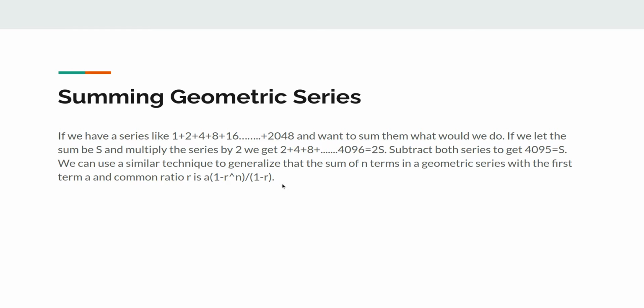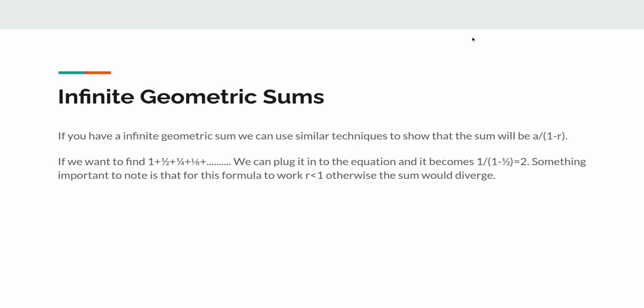You can use a similar technique to generalize that the sum of the first n terms in a geometric series, with first term a and common ratio r, is a times (1 minus r to the n) over (1 minus r). Or you can also write it as a times (r to the n minus 1) over (r minus 1). So that's the formula for the sum of the first n terms in a geometric series.